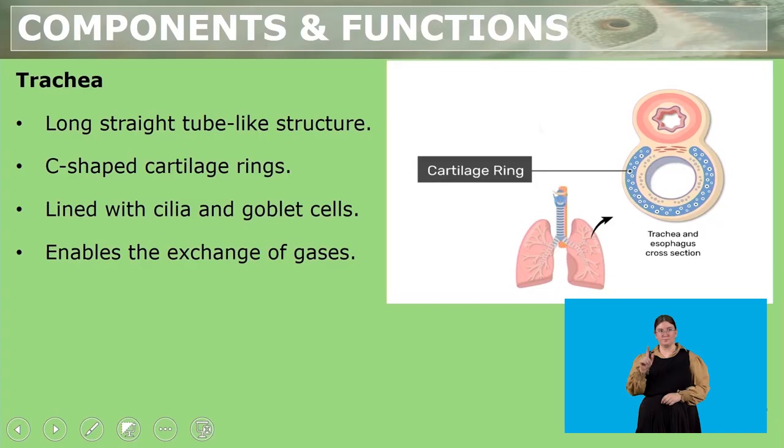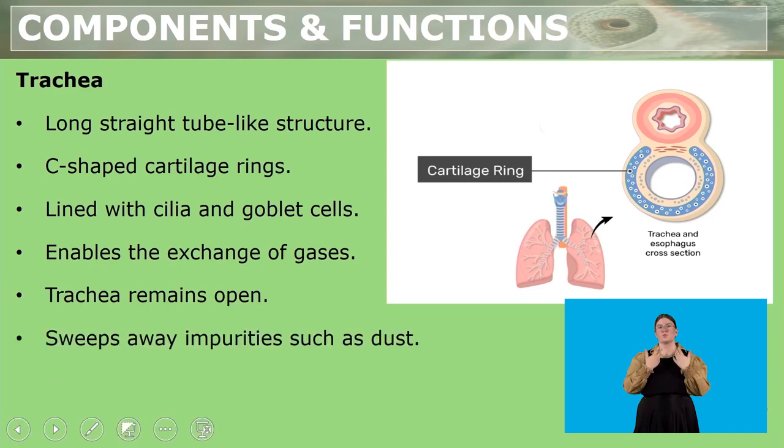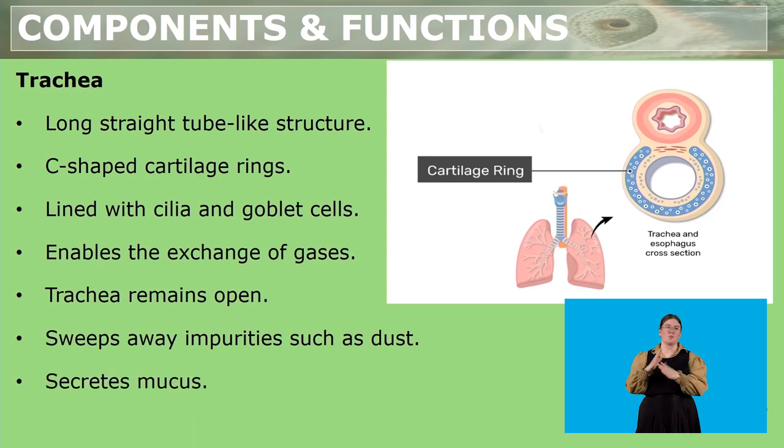The trachea enables the exchange of gases. The trachea remains open to allow air moving in and out. It sweeps away impurities such as dust, and it also secretes mucus. You saw there that it has what we call goblet cells, and goblet cells are what allow the secretion of mucus.